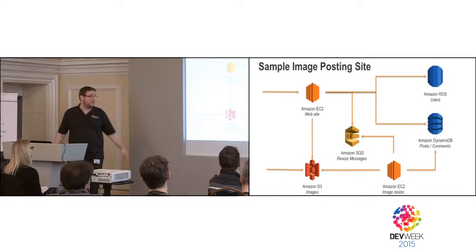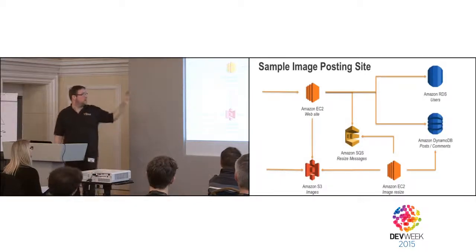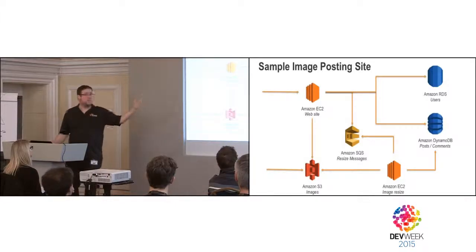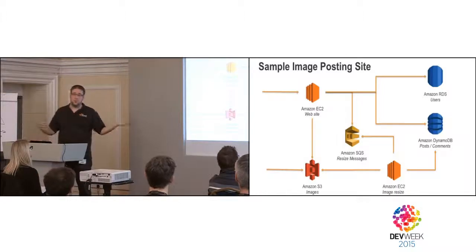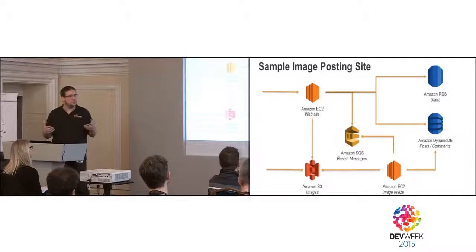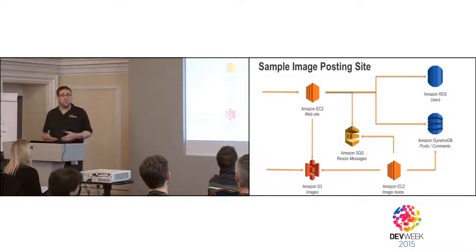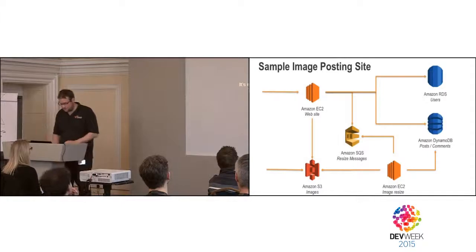So we have a website. When an image is posted by a user, it's stored on Amazon S3. And then we have another process that's made for resizing the image. And in the backend, we have some databases. One is SQL Server, which is going to serve the users and just the information about the users. The other one is going to be DynamoDB, which is a NoSQL database that basically stores anything that is related to posts and comments.